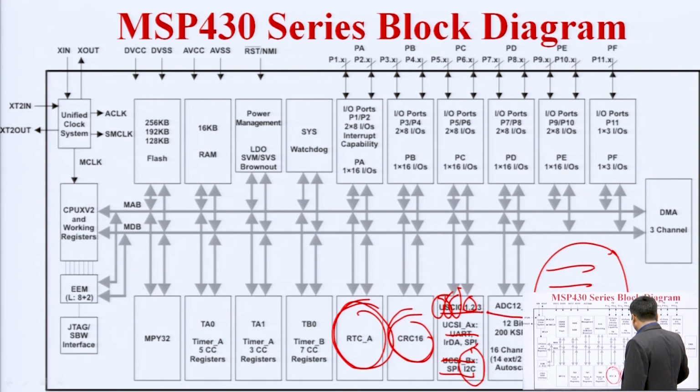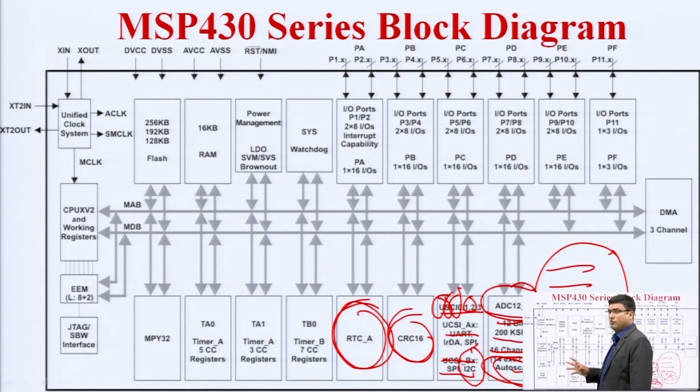After that, there is another block available, ADC, analog to digital converter. It has 12-bit, 200 KSPS, 16 channels, auto scan mode. It works in the auto scan mode. Whenever any scan is needed in the system, it will be auto scanned by the 14 external channels. Okay. So here you can see that many blocks are available in MSP430.